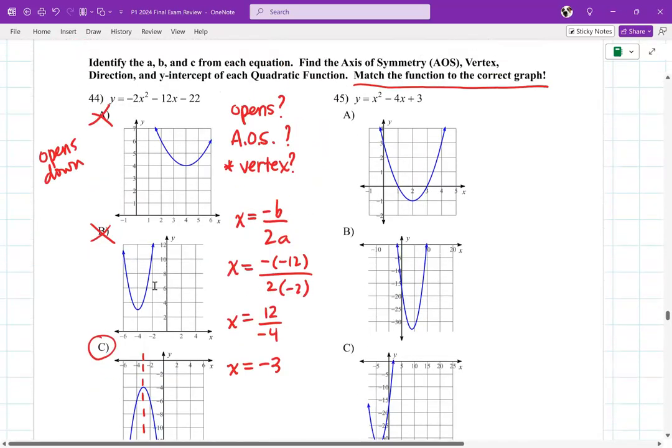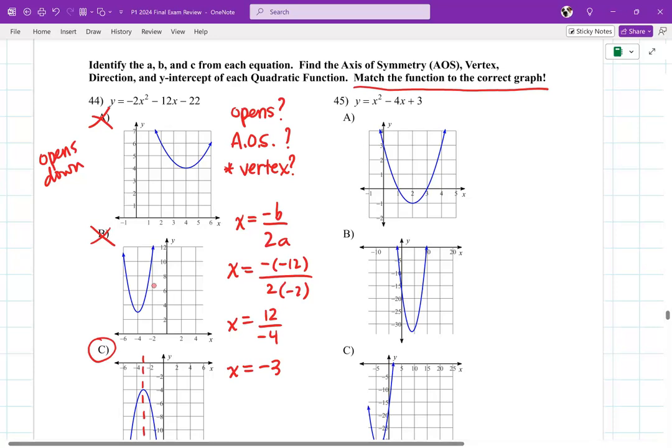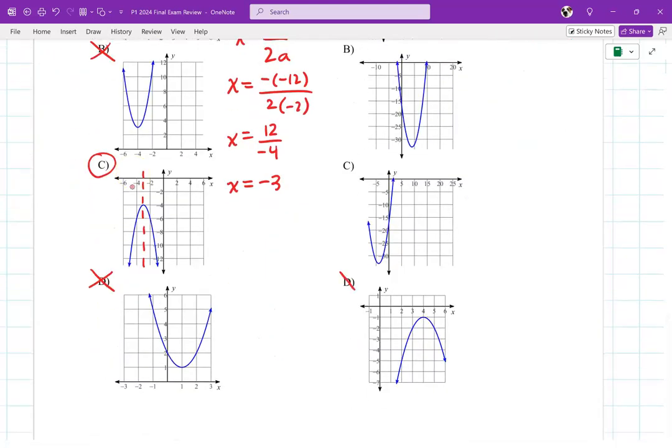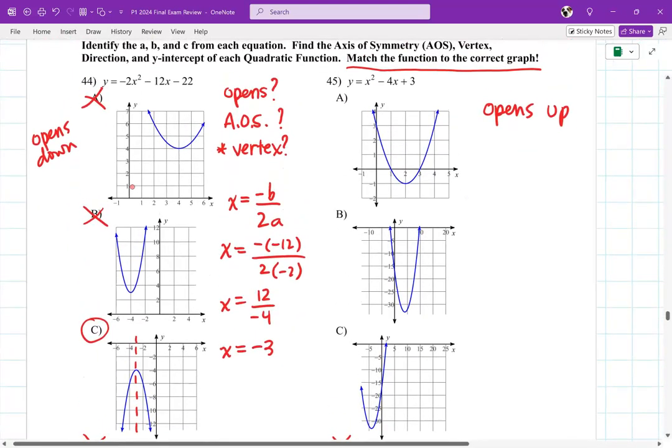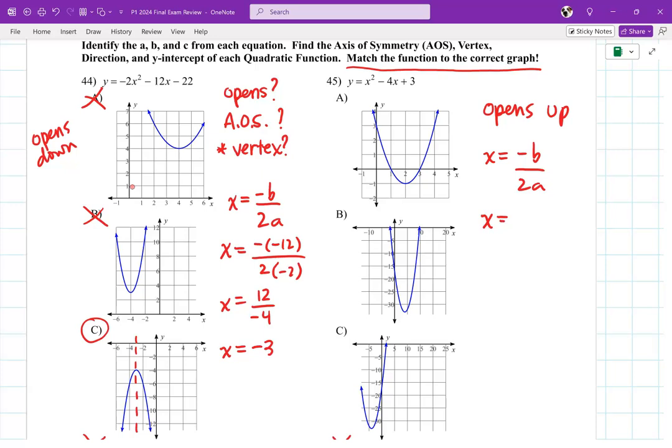So we'll do the same thing with the other one. Which way does number 45 open? Opens up. Okay, is there anyone that can be disqualified? Just D. Okay, so now we have three options. So now we got to find the axis of symmetry, right? So x equals negative b over 2a. Negative of a negative 4 over 2 times a, which is 1. So that's 4 over 2. So I'm just going to start writing the axis of symmetry at 2. So vertical line at 2.